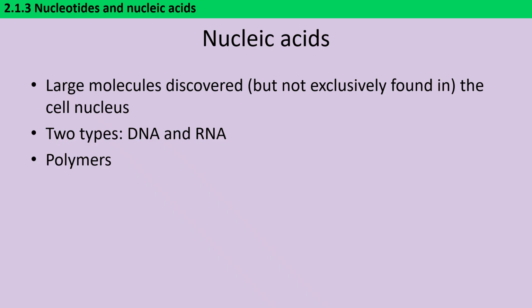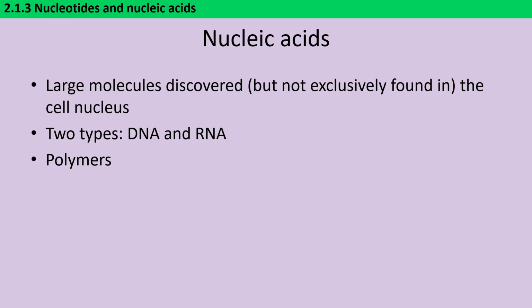They're called nucleic acids because they were originally discovered inside the nucleus, although they're not exclusively found there. There are two types, DNA and RNA, although we can break RNA down into further subtypes. Now, you might already know that RNA is quite a bit smaller than DNA, and you might be thinking, why are we calling it a large molecule? But even quite a small RNA molecule is going to contain thousands of atoms.